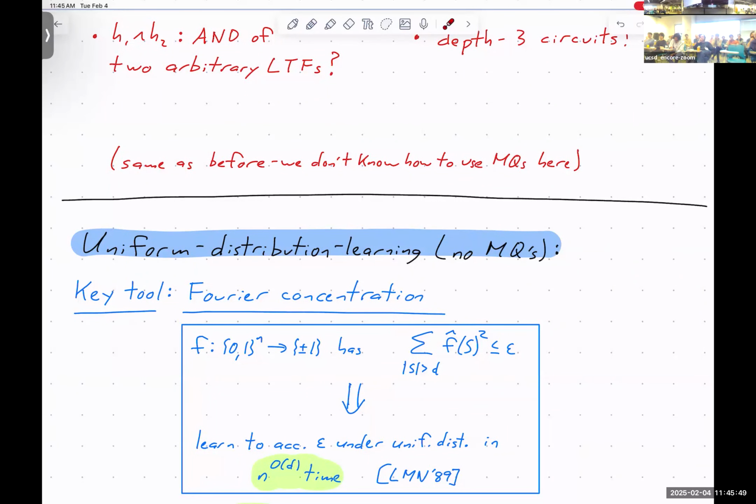It's really like L2 polynomial regression, a simple regression algorithm. You just estimate each of those Fourier coefficients. There's only n to the d in front because we have this bound. We're just estimating Fourier coefficients of degree up to d. You estimate each of them to sufficiently high accuracy, and you'll learn to accuracy epsilon, or maybe 2 times epsilon, under the uniform distribution. So again, it gives us a recipe. If you want to prove that a class of functions is uniform distribution learnable, don't think about learning. Go off in the corner and prove a Fourier concentration result. Again, that's been very successful.